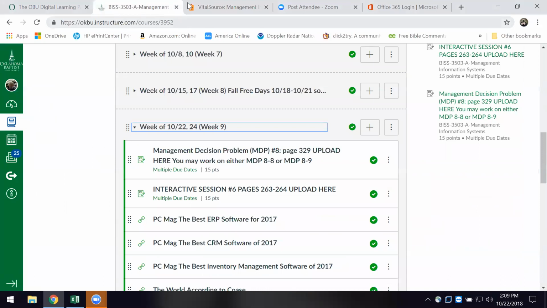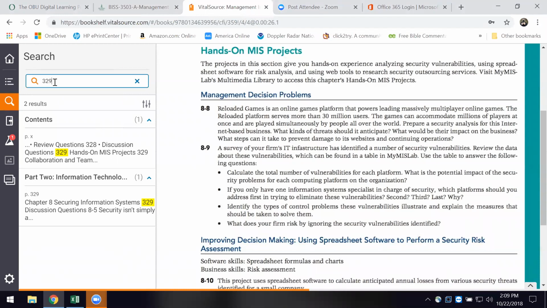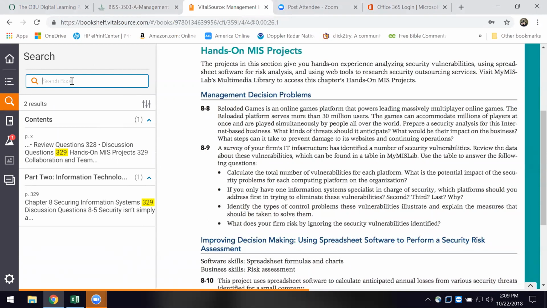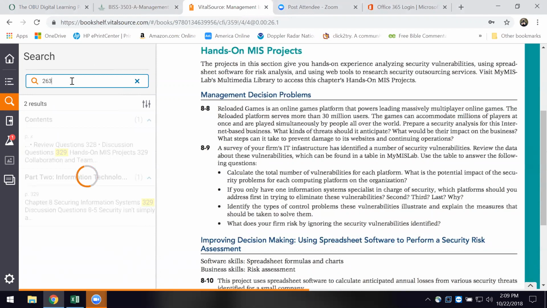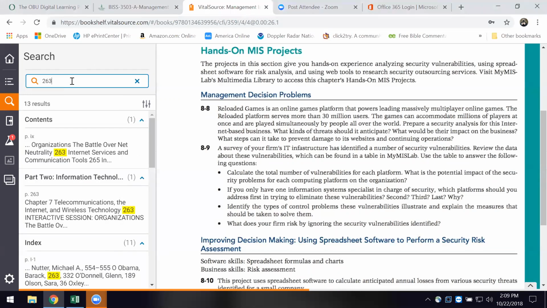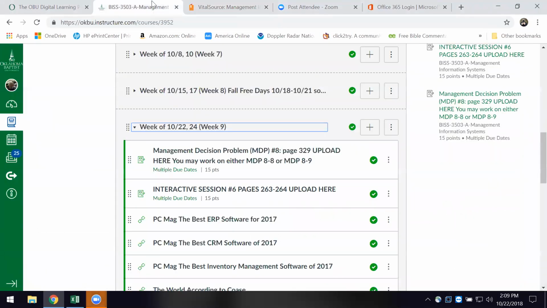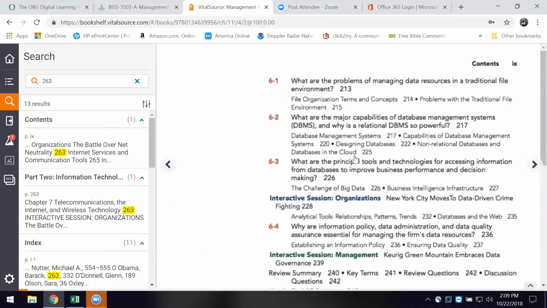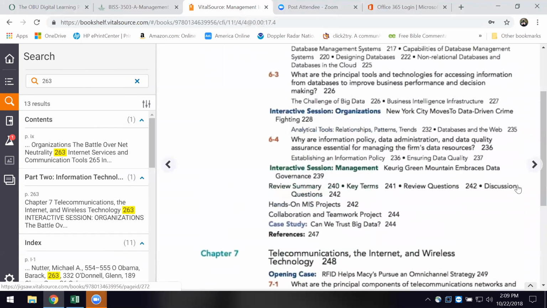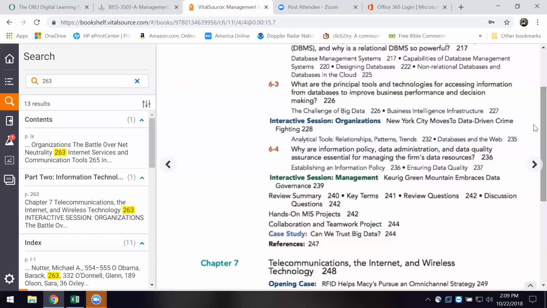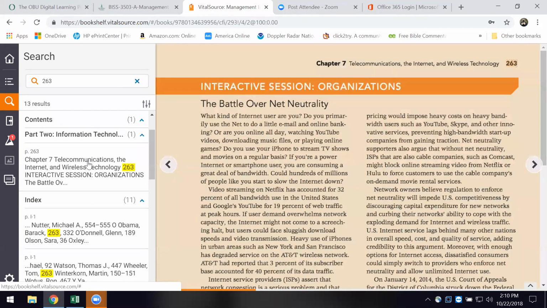Then also I have an interactive session for you that I'd like you to do. And let me go back to the book. And that is going to be over on page 263. Let's go over there for a second. What did I direct you to do? Either one. Session number 6. Okay. Let's get that. It's page 228 actually. Well, I've got 263. Let's go over there. Okay, I'm sorry, 263.